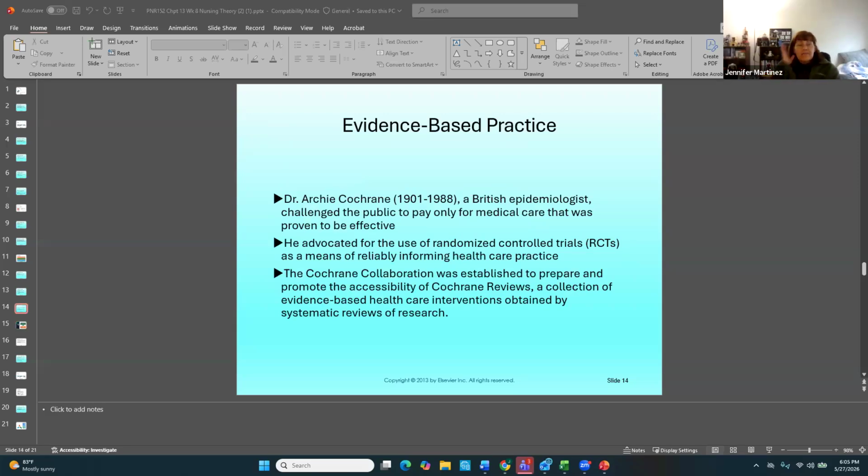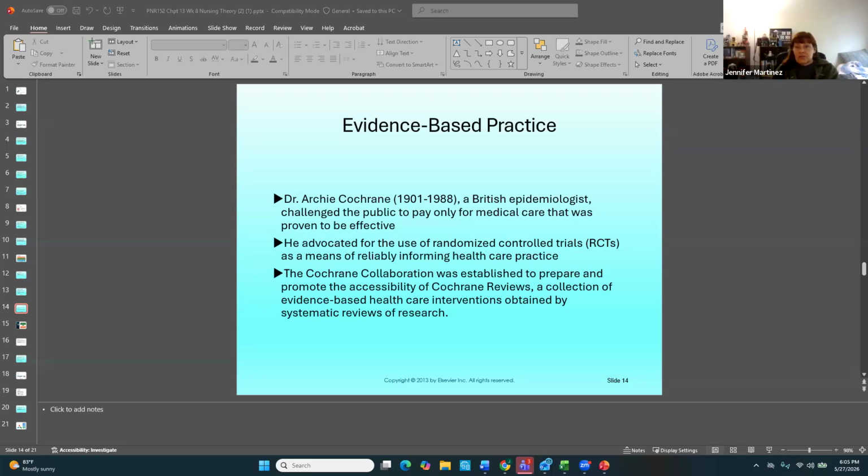So we look back at evidence-based practice. Dr. Archie Cochrane was a British epidemiologist. He challenged the public to pay only for medical care that was proven to be effective, and he advocated the use of randomized control trials as a means of reliably informing healthcare practice.